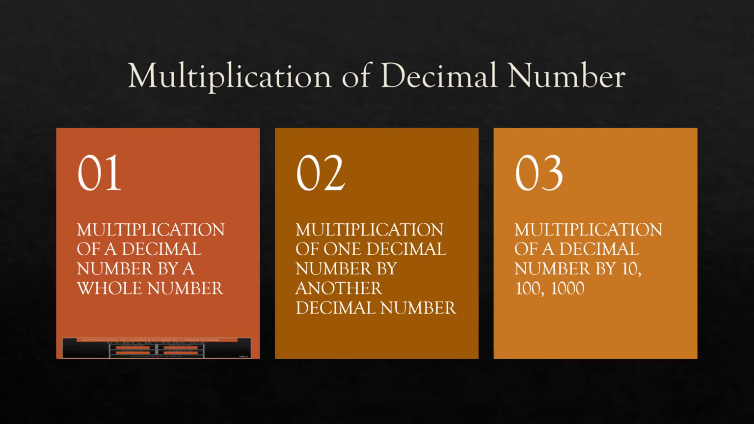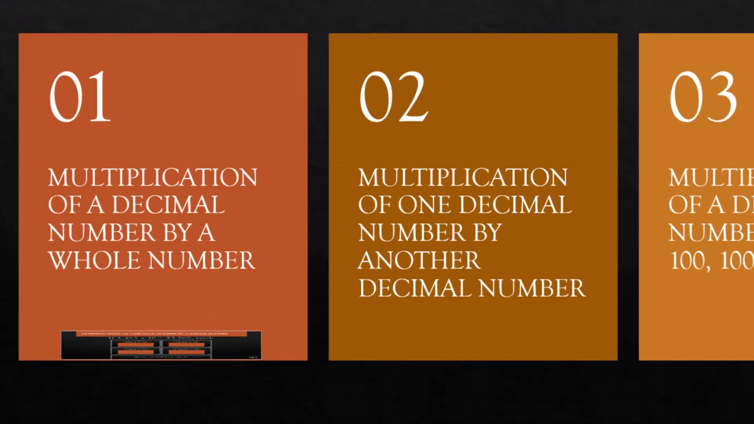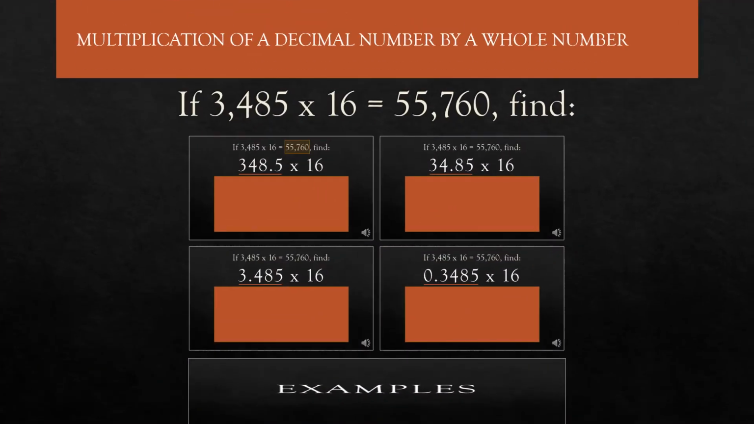In this chapter, our topic is multiplication of decimal numbers. And today we are going to study multiplication of a decimal number by a whole number. Let's start with multiplication of a decimal number by a whole number. We have learned multiplication. Now we will see how we can multiply a decimal number by a whole number. Let's take one example.